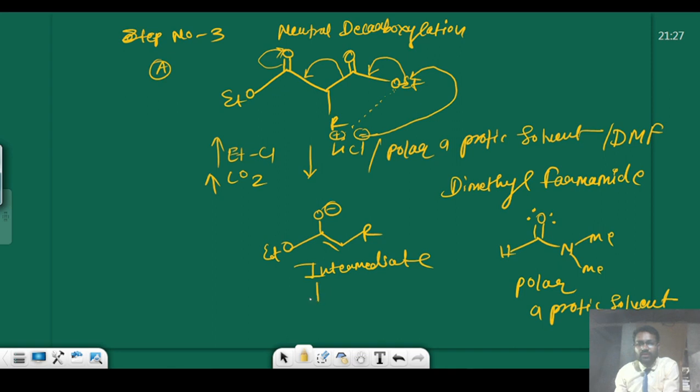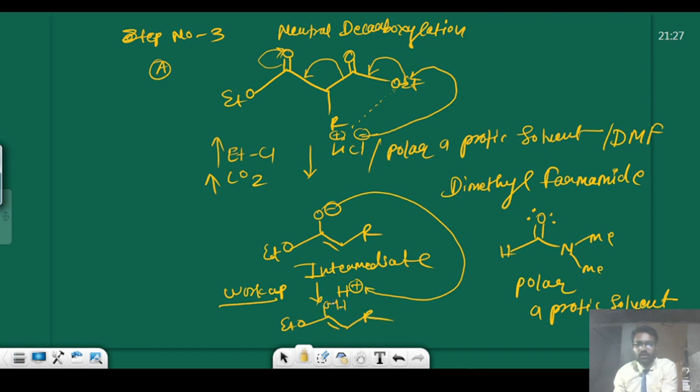So when we do the acidification, what will happen? It will take the proton. We can use simple acids, dilute HCl, or we can use water. Okay, we need to do the workup. After doing the workup, what will happen? There is a formation of the OEt bond, alkyl system, OH.